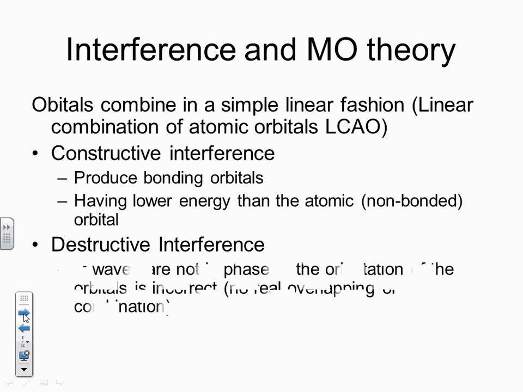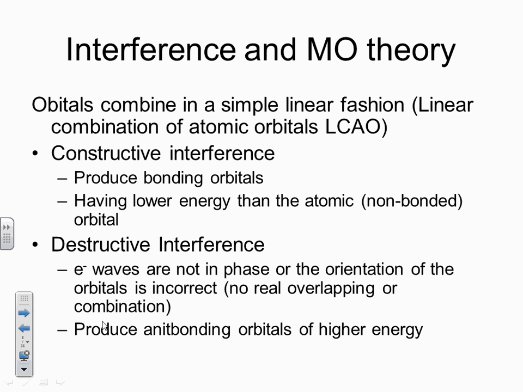Destructive interference. So you have electron waves that are not in phase, or the orientation of the orbitals is not correct. So you have this p orbital, but it's not overlapping with an s orbital to make a bond. Then that is destructive interference, and those produce anti-bonding orbitals. And those anti-bonding orbitals have higher energy.